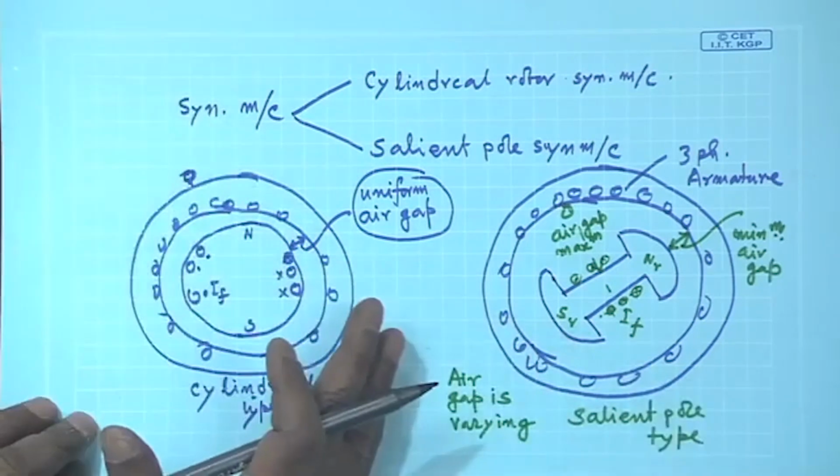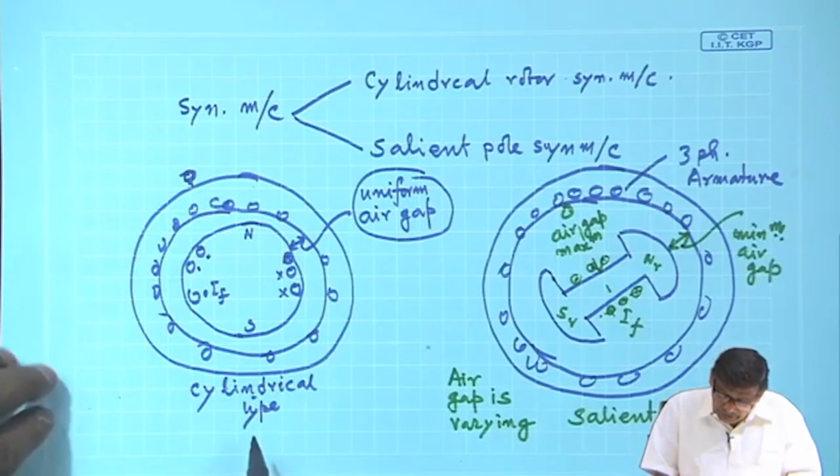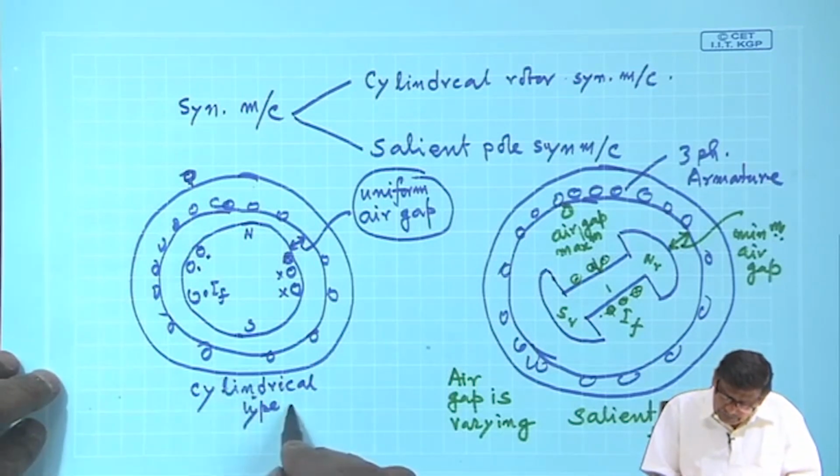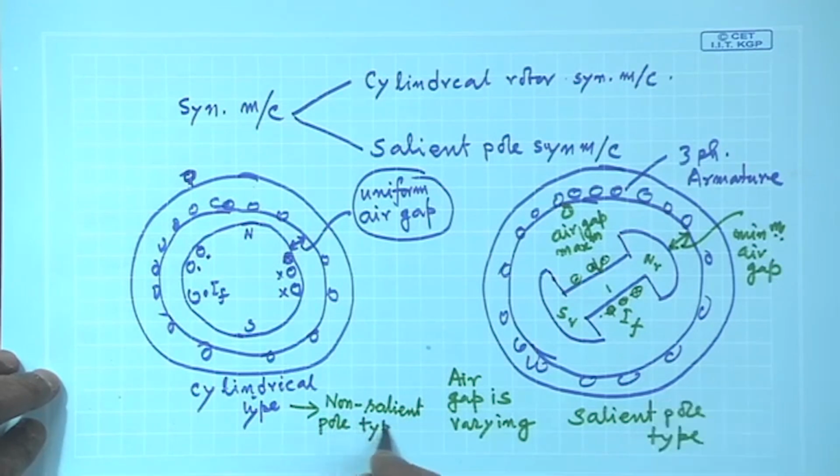So, till now whatever armature synchronous impedance I have defined and obtained actually corresponds to a cylindrical type synchronous machine, where the air gap is constant. Okay. So, cylindrical type is also sometimes called non-salient pole, for obvious reasons. So, it is also called non-salient pole type synchronous machine.